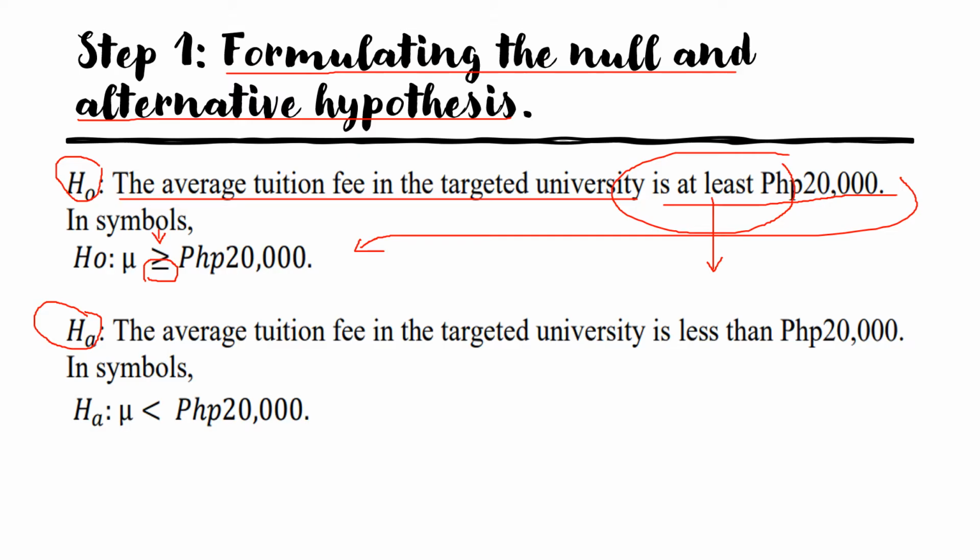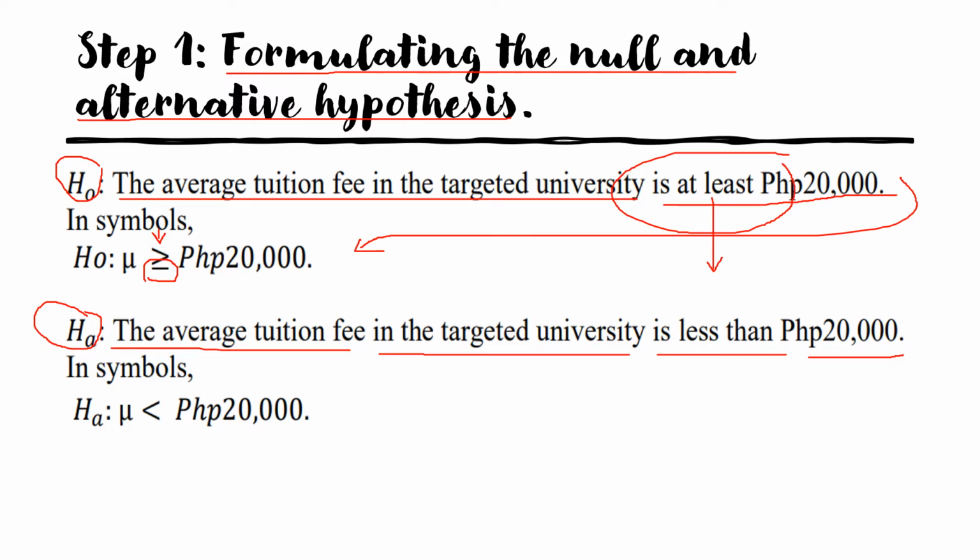Now, for your alternative hypothesis, we always said that your alternative hypothesis is totally opposite of your null hypothesis. So for this one, the average tuition fee in the targeted university is less than 20,000 pesos, because in your null hypothesis we assume that the average tuition fee is equal to or greater than 20,000 pesos.